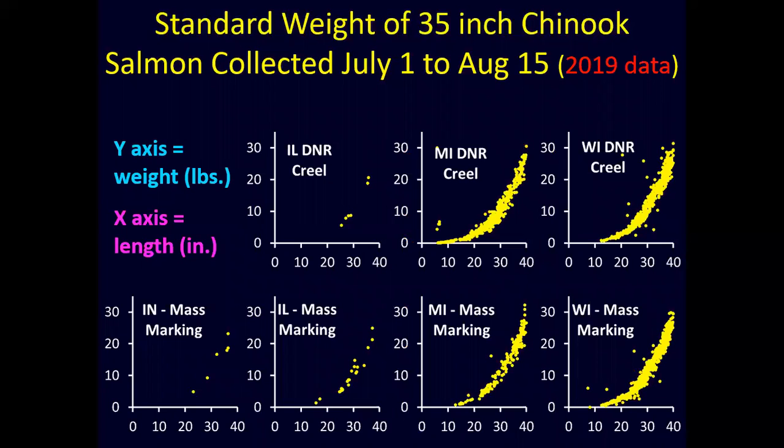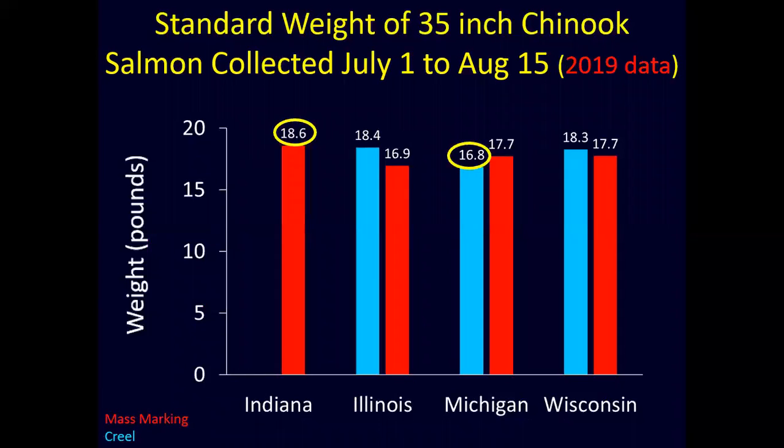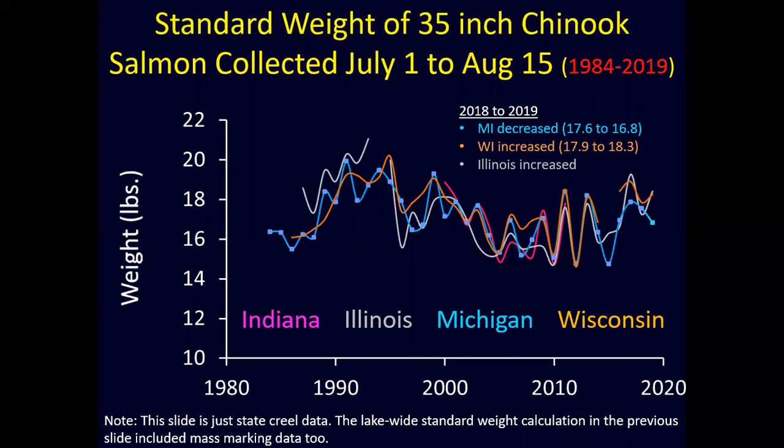And then again, a snapshot for 2019. This is the individual length weight scatter plots for each of the states and each of the sample types, creel and mass marking. The scales are identical on all of these figures, and you can generally see similar patterns throughout the lake. And this is the overall standard weight of a 35-inch Chinook, again for 2019, across the lake for the different sampling types. And this is the same data, but showing you the historical perspective.